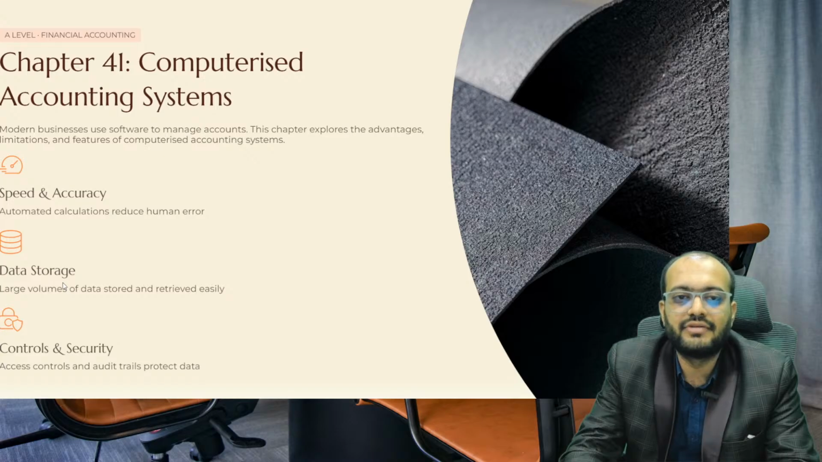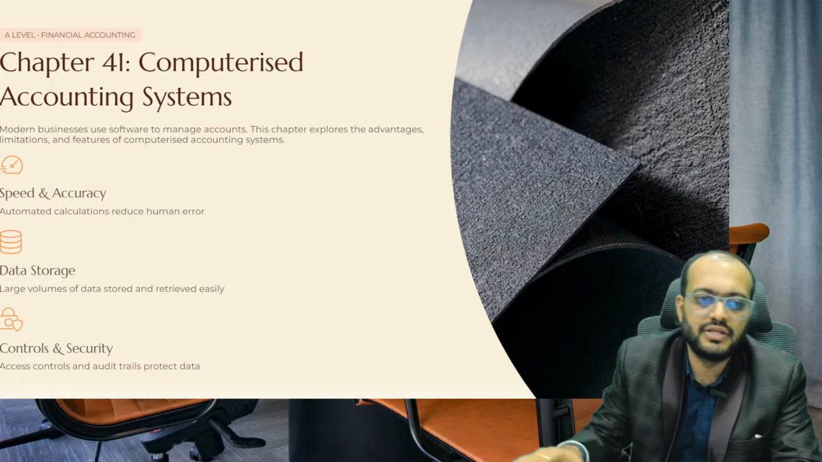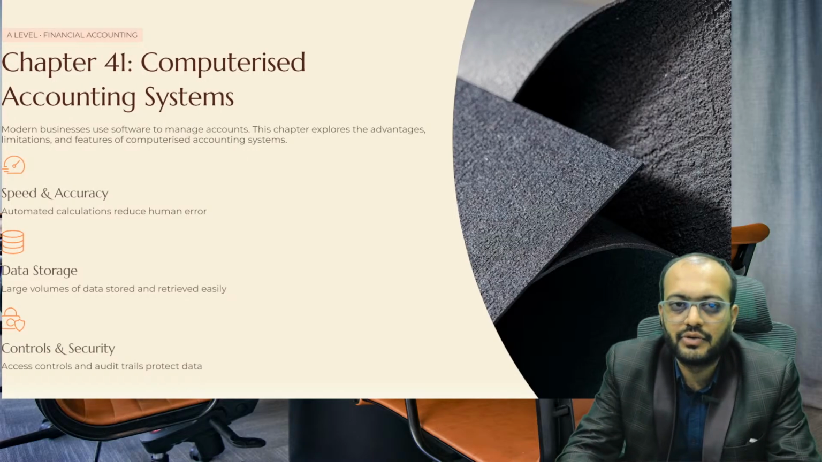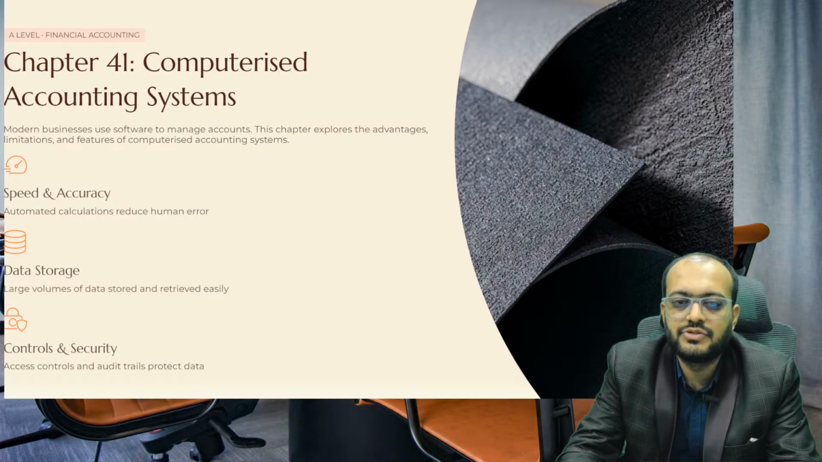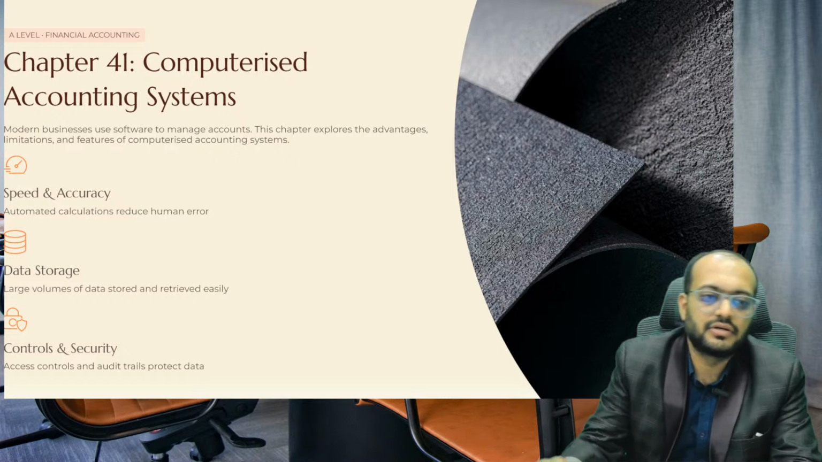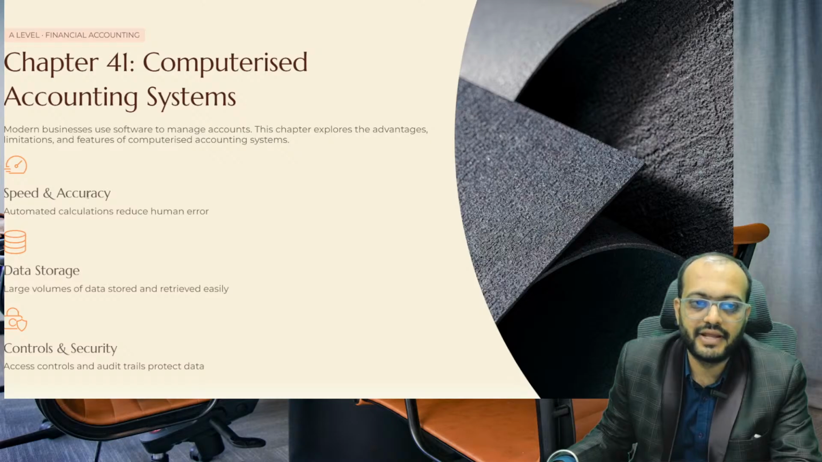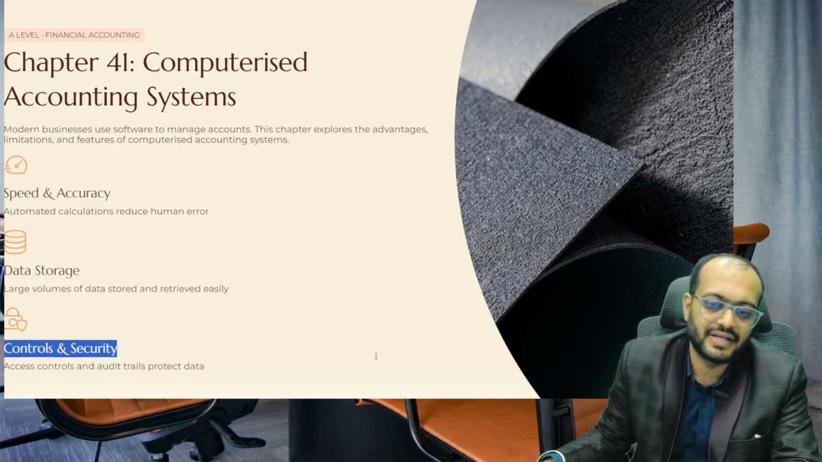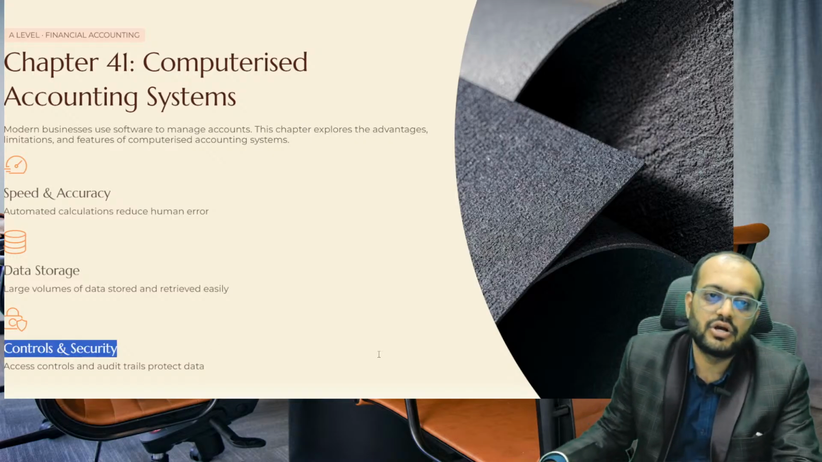Next is chapter number 41, which is the computerized accounting system. Practically speaking, in almost every business, if we skip only some small businesses, all other businesses are using computers for doing accounting, right? So students, if everyone is using computers, we should have the knowledge of computers also to do the accounting. Speed and accuracy, of course, are always high if you are doing the work on a computer. Data storage is huge in a computer. Control and security is also high, because we can set a password, we can set a digital lock.